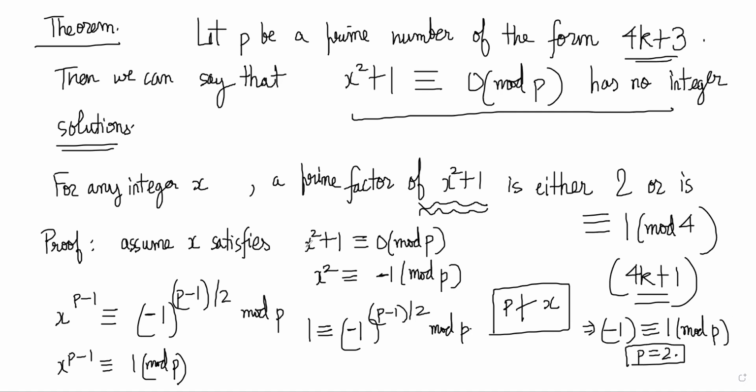So if there is an x satisfying this, we are getting the prime p must be 2, which is not of the form 4k plus 3. Right? We are assuming that it was of the form 4k plus 3. So we are getting something not of the form 4k plus 3. So that is a contradiction. And therefore there is no x that satisfies this as long as p is of the form 4k plus 3. Basically, what we have shown is if you assume that p is of the form 4k plus 3, x square plus 1 equal to 0 mod p implies that p must be 2, which is a contradiction.